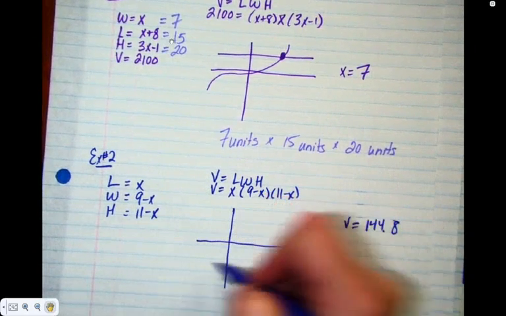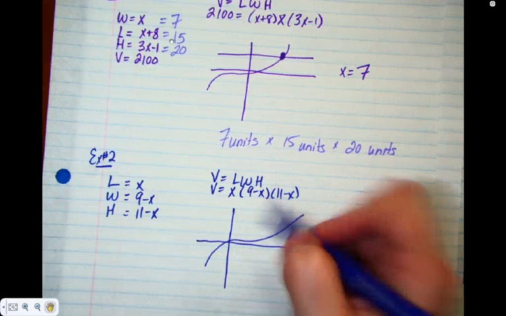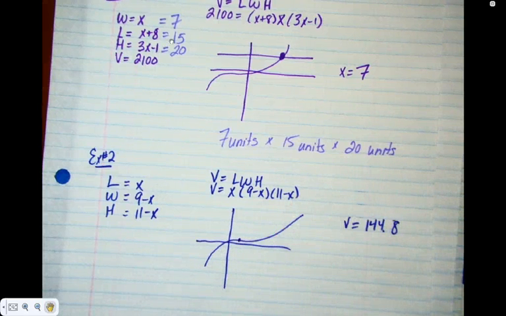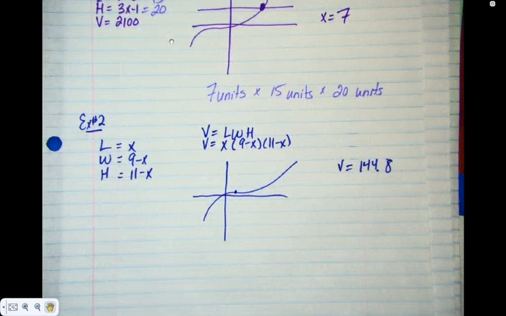Lee, did you still have a question? Yeah, I was just wondering what you said to write down. Oh, if you're finding dimensions, it's the x coordinate that matters. When you're finding max or mins, it's the y. Oh, okay.